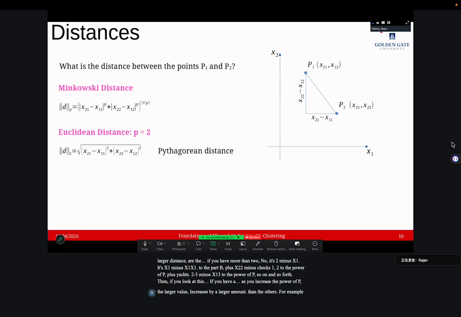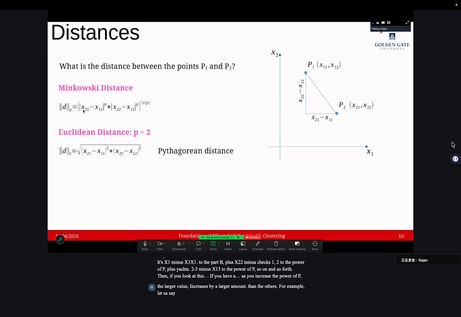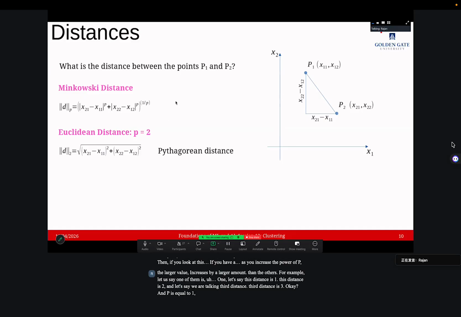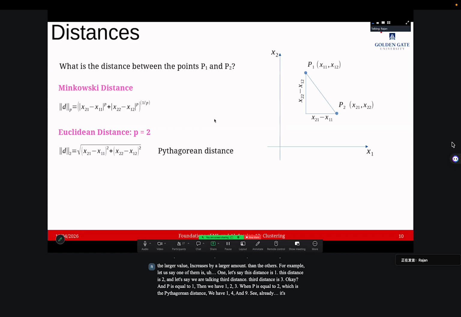For example, let us say one of the distances is 1, the second distance is 2, and the third distance is 3. When p is equal to 1, we have 1, 2, 3. When p is equal to 2, which is the Pythagorean distance, we have 1, 4, and 9. See, already the effect of 3 is exaggerated now.